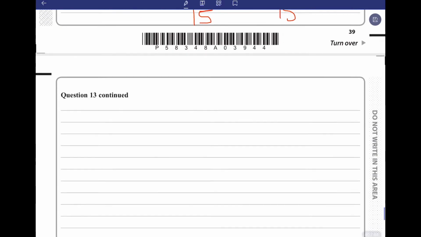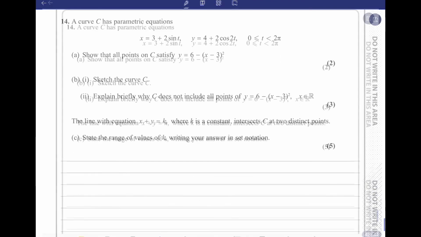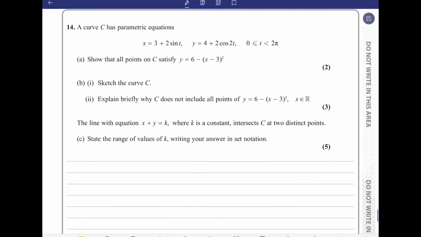Good. So now I believe we're moving on to the final question. Last but not least, question 14. We've got these parametric equations describing a curve C: x equals 3 plus 2 sin t, y equals 4 plus 2 cos 2t, where t is between 0 and 2 pi.